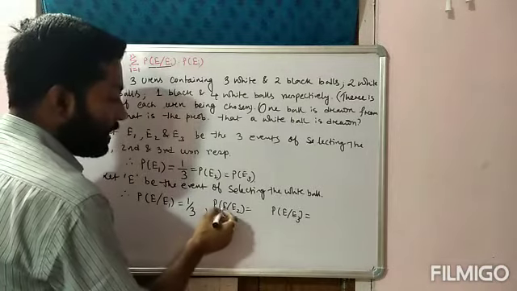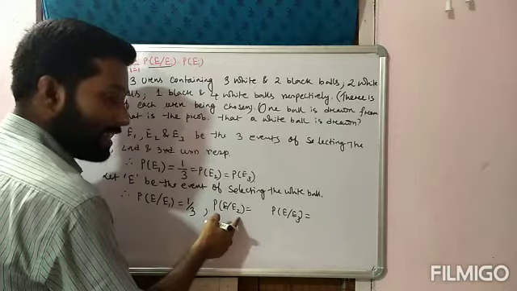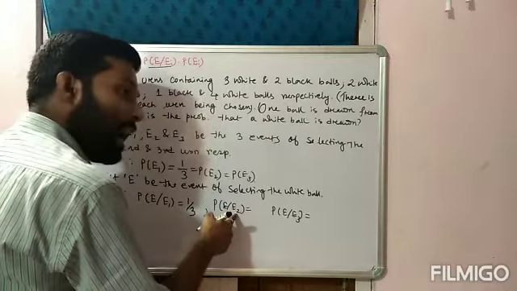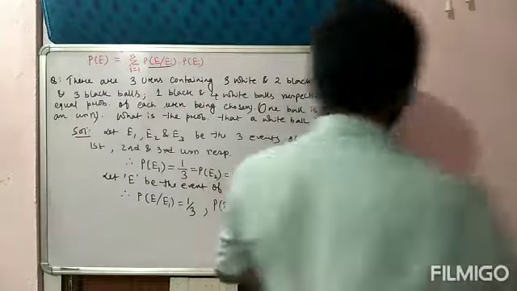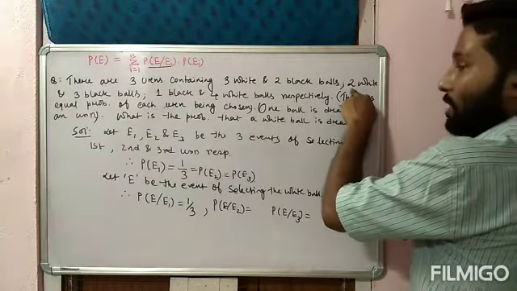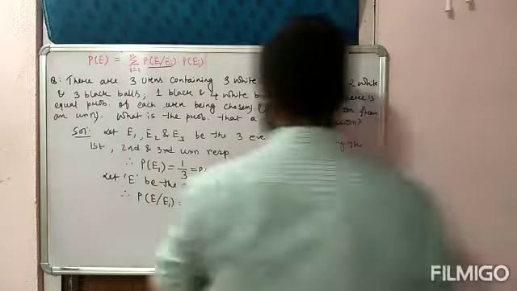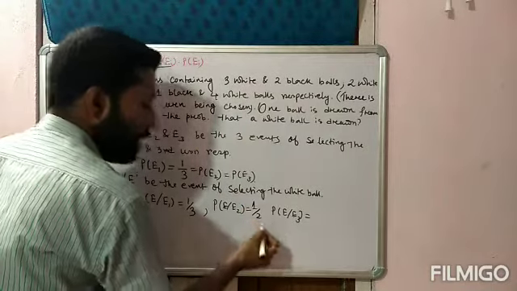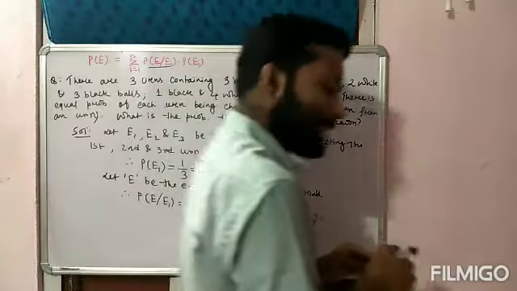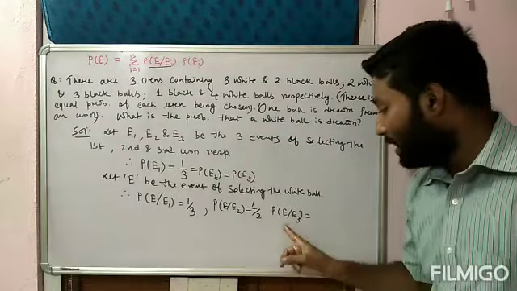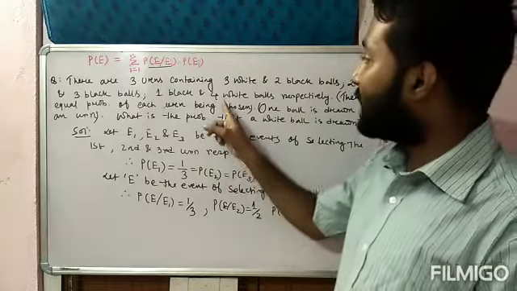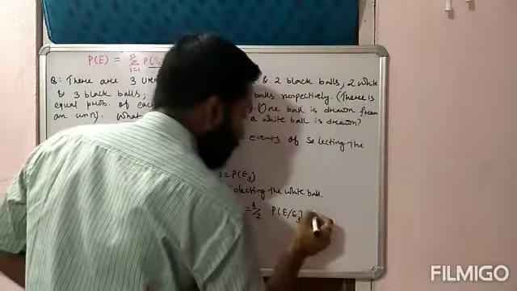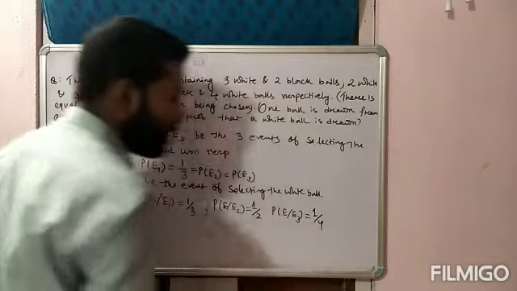Similarly, now P of E slash E2. What is the meaning of E slash E2? E is for white ball. E2 means the second urn. So in the second urn, how many white balls are there? 2 white balls. And out of 2 white balls, how many do you have to select? Only 1. So this will be 1 by 2. Similarly, E slash E3, that means a white ball in the third urn. How many white balls are there in the third urn? 4 white balls. So out of 4, you have to select 1 white ball. So this is 1 by 4.